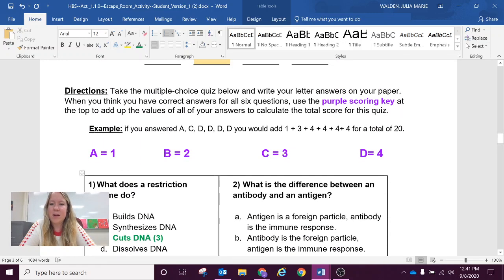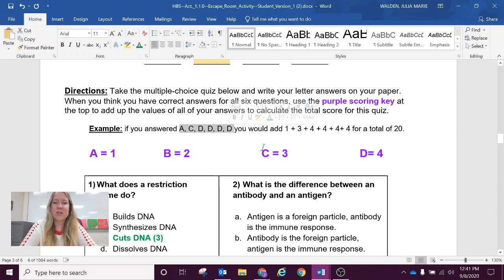So if you come up here to my example, let's say that you answered the 6 multiple choice questions A, C, D, D, D, D. So A is going to be worth 1 point. C is worth 3 points, so I'm adding 1 plus 3. And then we have 4 Ds, 1, 2, 3, 4. Each of those is worth 4 points, so plus 4, plus 4, plus 4, plus 4. If that's what we got for our answers, we would get a total score of 20, okay?